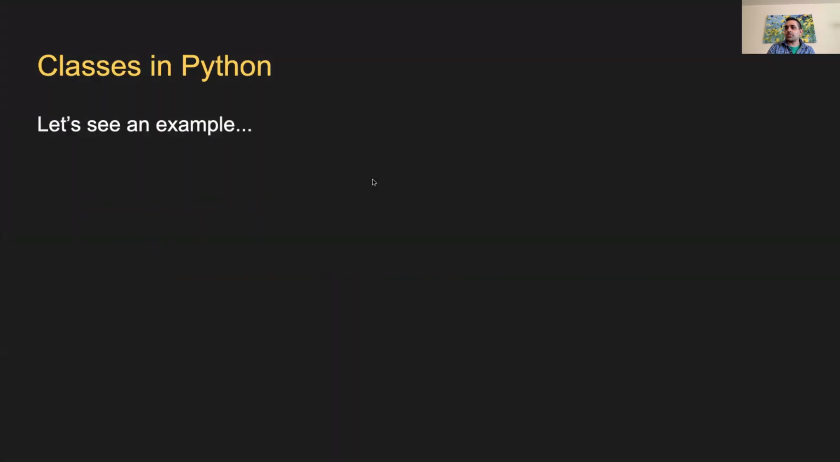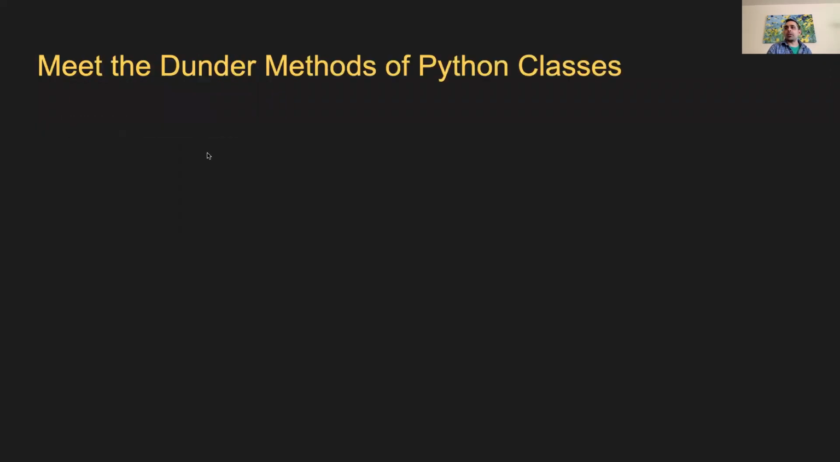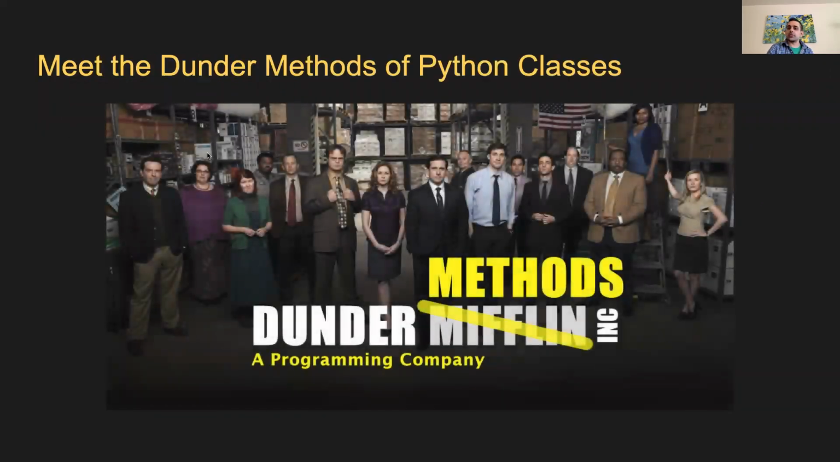All right, so let's continue on with our slides. So we saw our example. That was the slide. The last thing I want to talk about are dunder methods. Obviously, Office fans, hopefully you get it. But dunder stands for double underscore. This is a Python term, again not universal to all languages, but Python has special methods, also known as dunder methods, that you can use within the class.